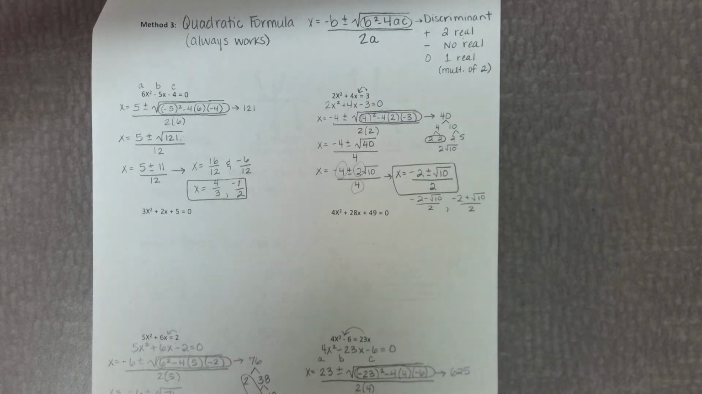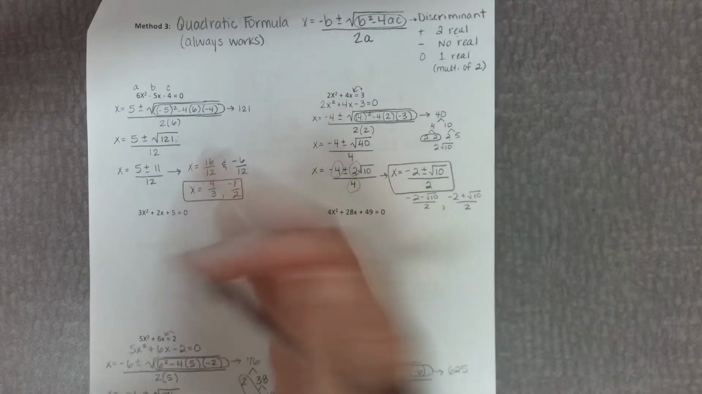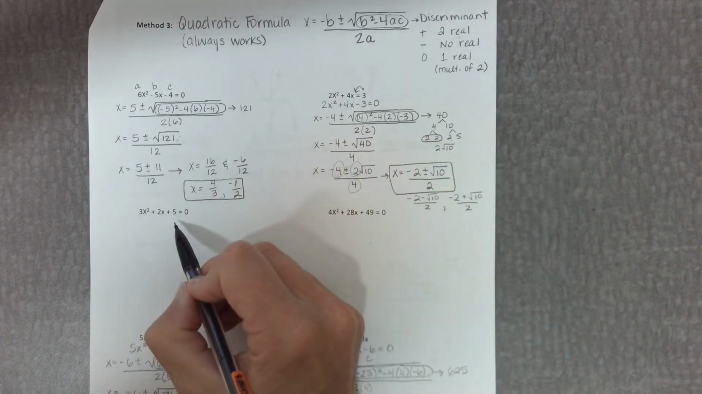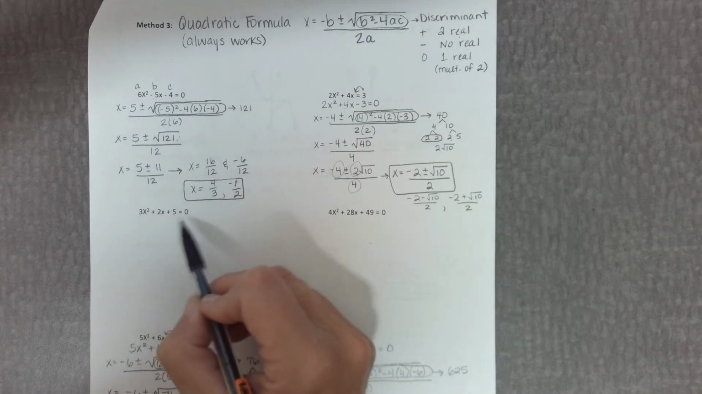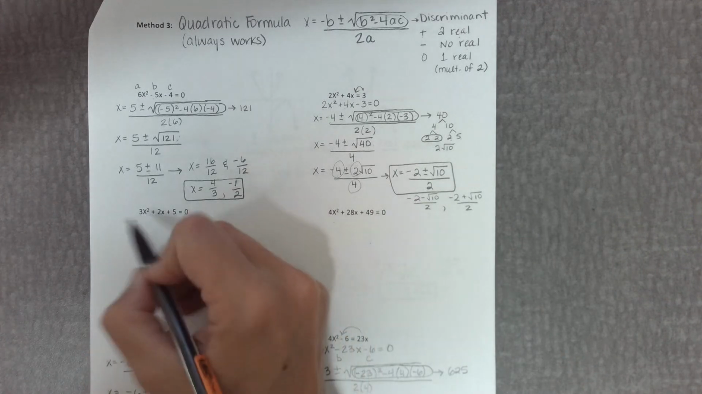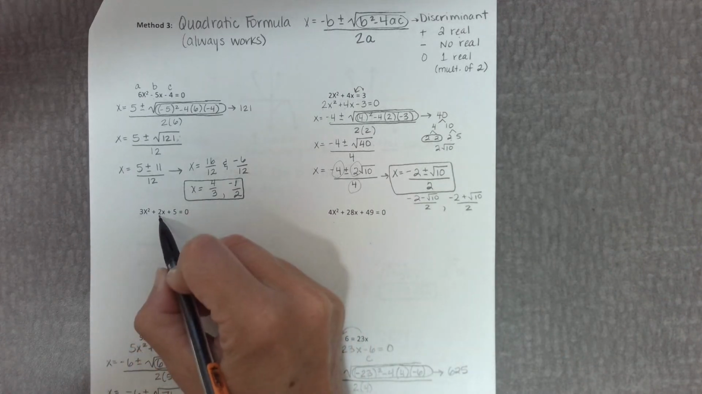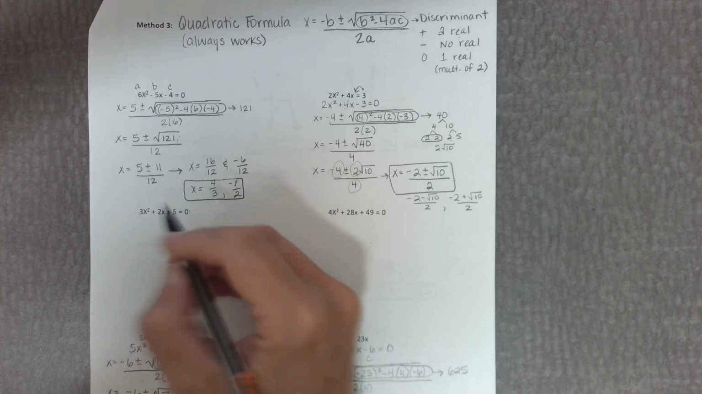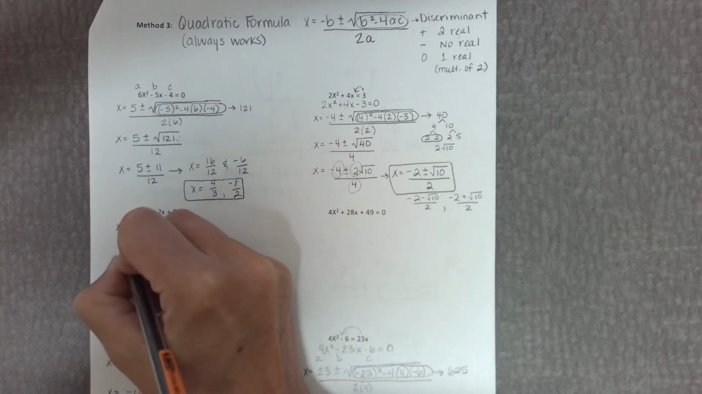The last two examples for the quadratic formula either come out to be no real solution or one real solution. So let's look at 3x squared plus 2x plus 5 equals 0. This one's already set to 0, so everything's in the right spot. A is 3, B is 2, C is 5. Go ahead and plug everything in.